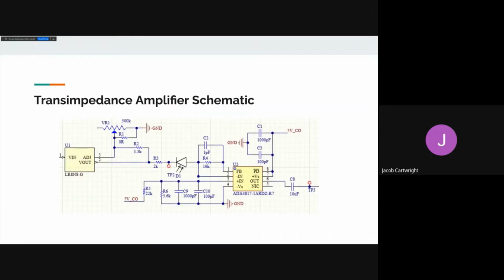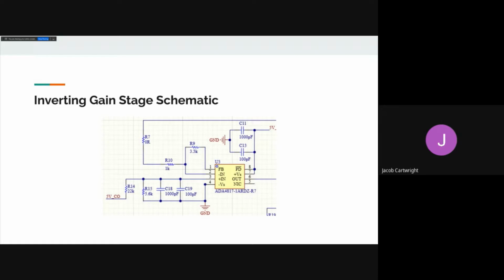Here is the transimpedance amplifier schematic from our Altium design. And there's the linear regulator on the far left, which allows us to change the breakdown voltage that we send to that photodiode. Next up is the inverting gain stage, which essentially just takes that negative signal coming out of the transimpedance amp and flips it, but also increases the gain by 3.3.